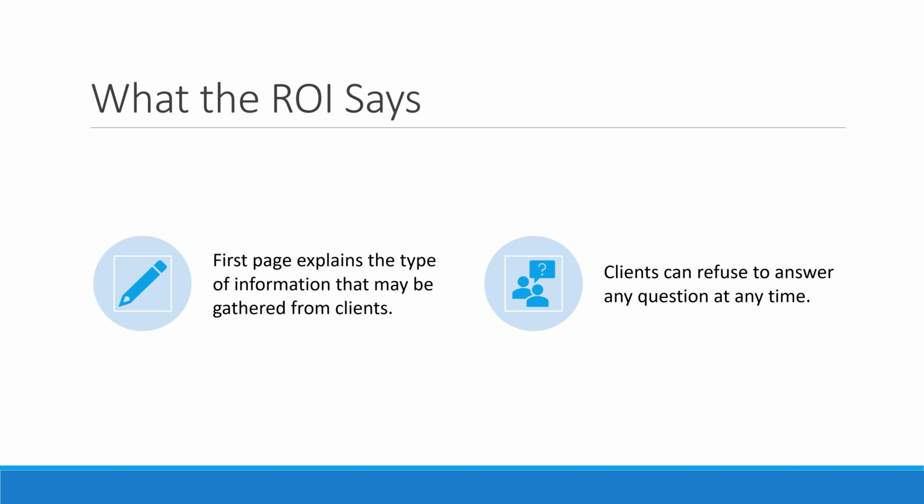The first page of the ROI is explaining the type of information that will be gathered, like personal identifying information, income, living situation. It also lets clients know they can refuse to answer any questions at any time and that they will not be denied services for refusing to answer a question. That is, unless we need to know the answer to a certain question to determine eligibility for a program. On this page, the client initials, which is not agreeing to anything yet, it's acknowledging that they understand what's stated above.